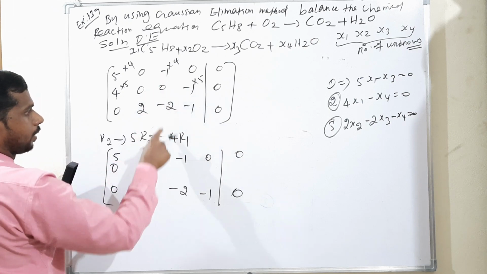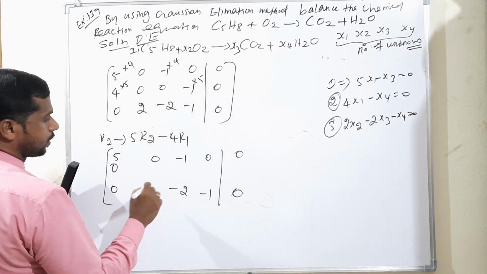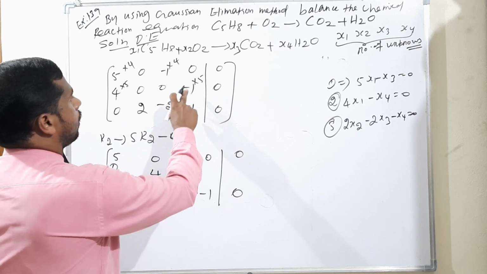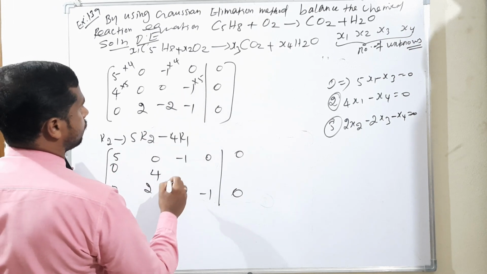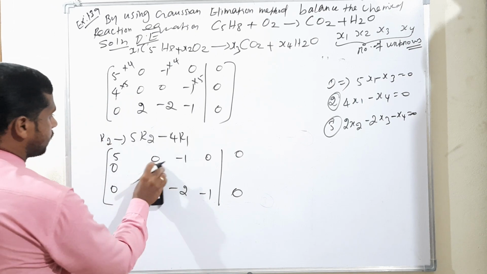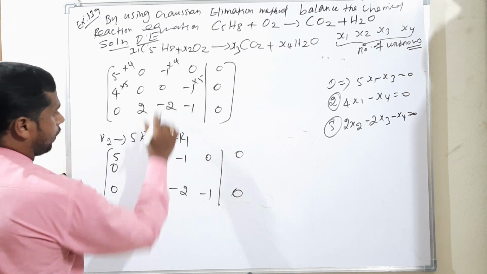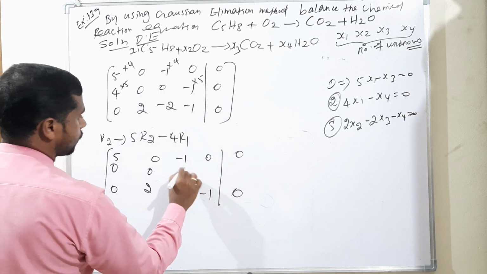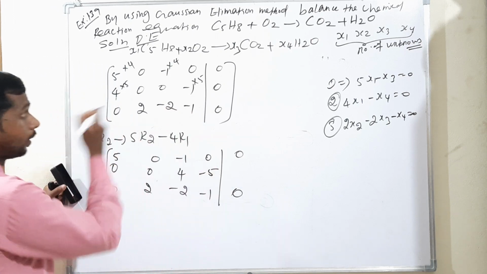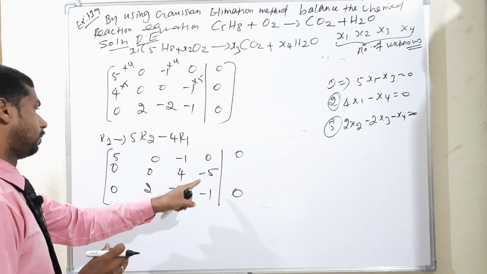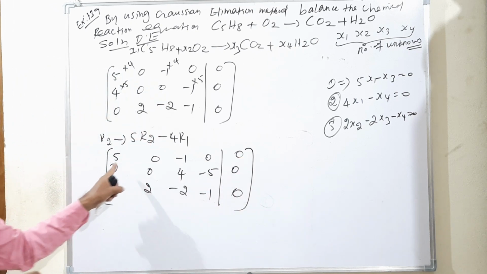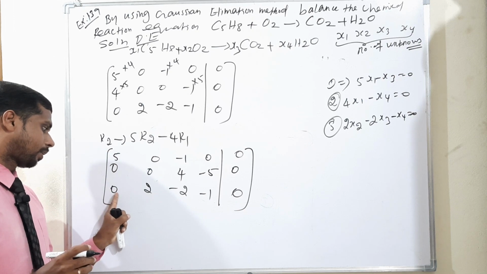Here a minus and here also a minus, so plus will come. 0 plus 4 means positive 4. Next, minus 1 into 5, minus 5 will come. Here, minus 1 into 5 gives minus 5, the next term is positive 4, and the last is 0. Then the first row is clear, and the 2 terms under it are 0.